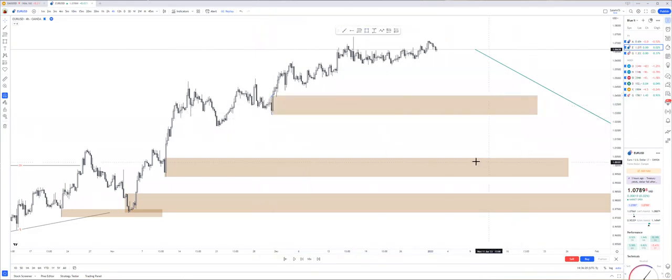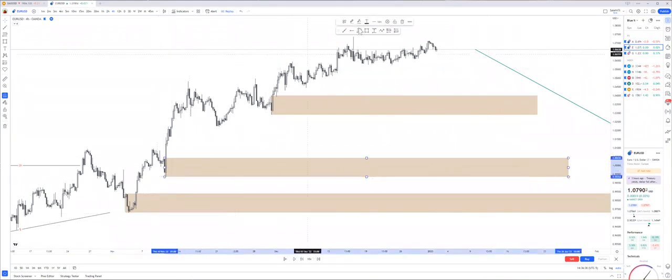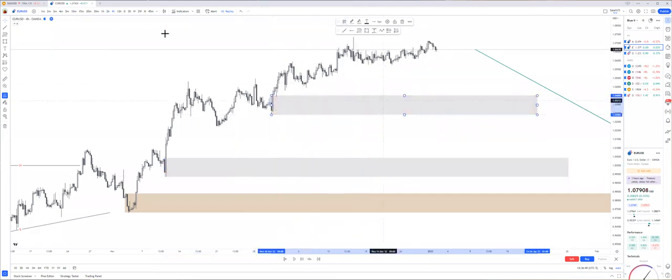I'm waiting for this area as well. This I can throw away. This one is my main POI. This one, I'll probably change the color of it to gray, because it's an order block that could fail. This will change the color as well.